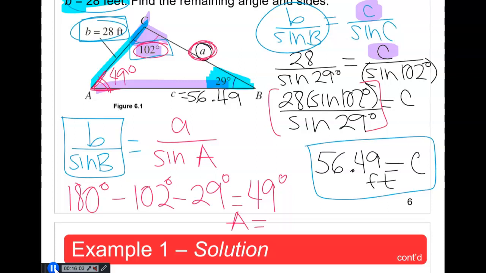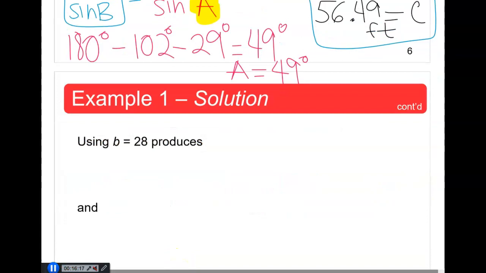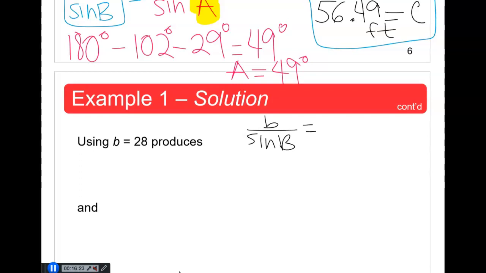And remember, we were asked to find all remaining angles and sides. So A is equal to 49. Now I will be able to substitute that 49 here in this formula. So we're going to do that on the next page. So again, I'm going to write the formula. Remember to write these formulas on your formula sheet. You will definitely need them.